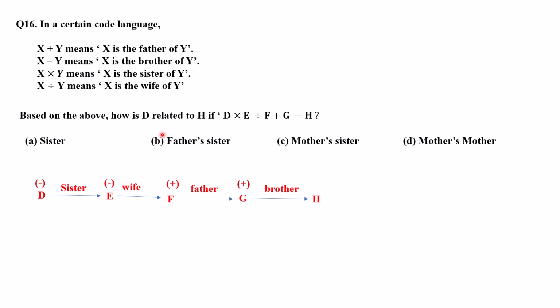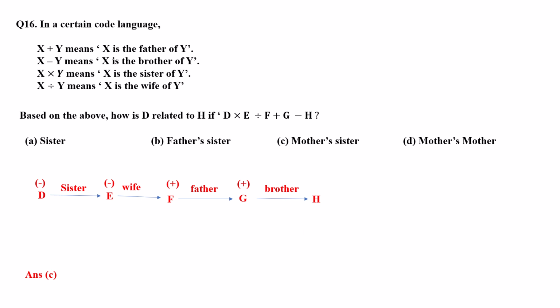Now if you see here, we have to find how is D related to H. Now G and H both are siblings and their parents are F and E, because E is the wife of F. So if F is the father, then E is the mother, isn't it? So G and H are nothing but the children of E and F. And D is the sister of E. It means E is the mother of both G and H, and D is the mother's sister. So from here you can see the option is C. C is the correct option.